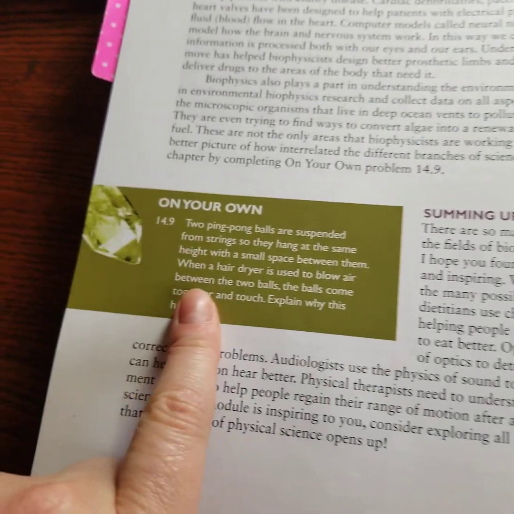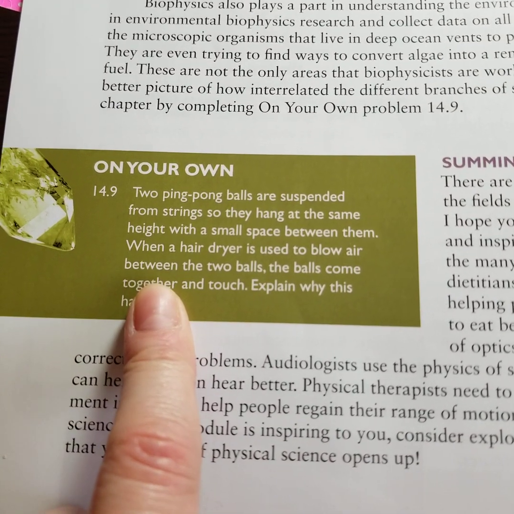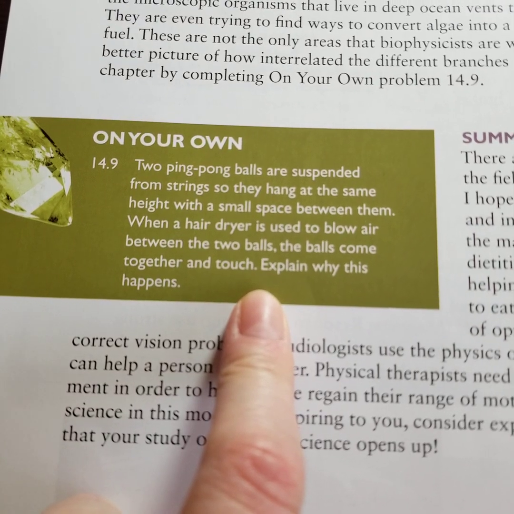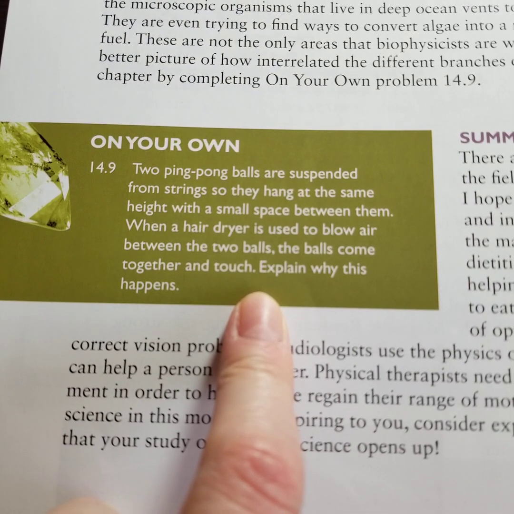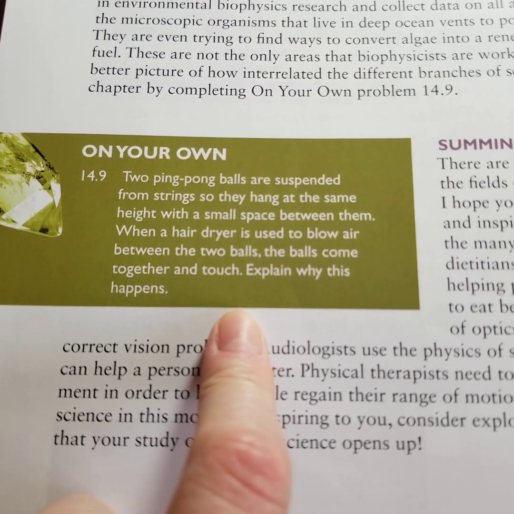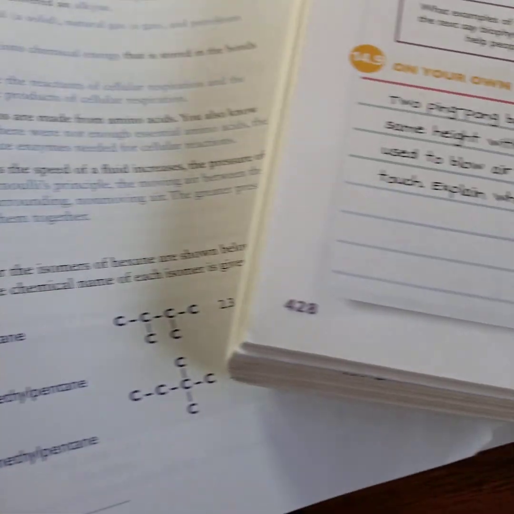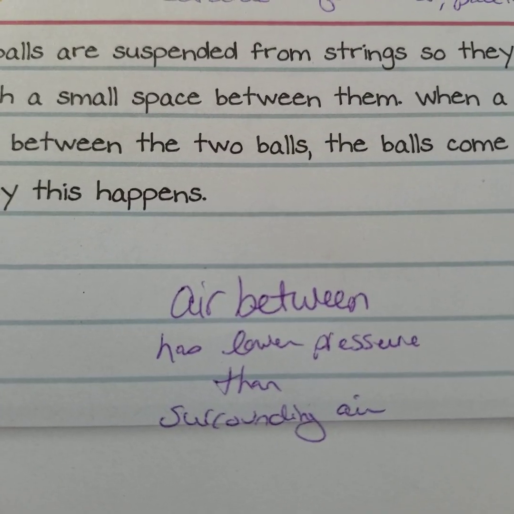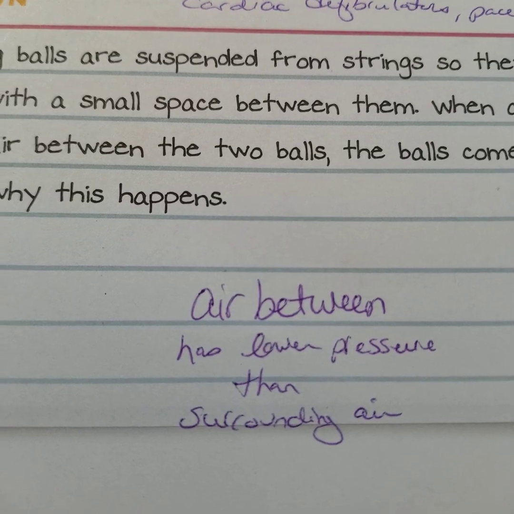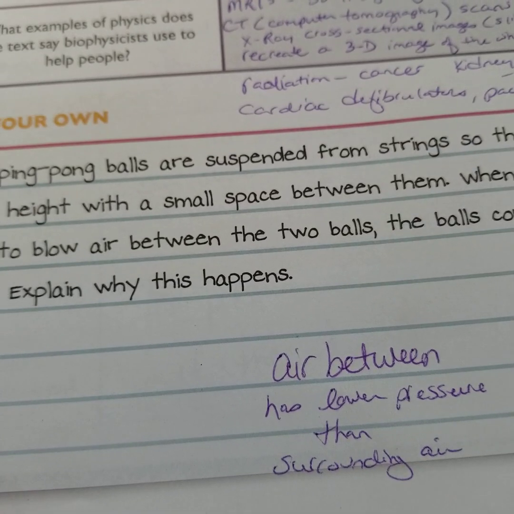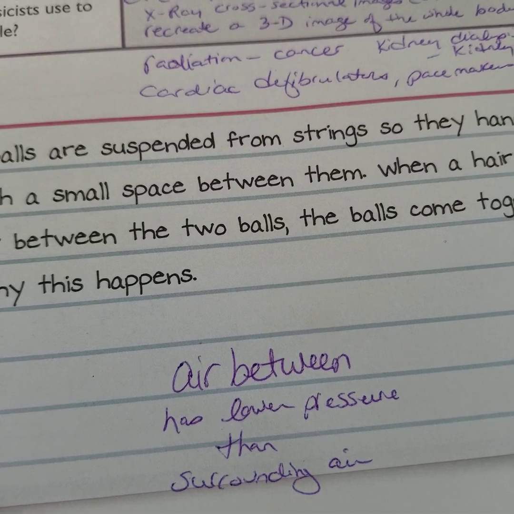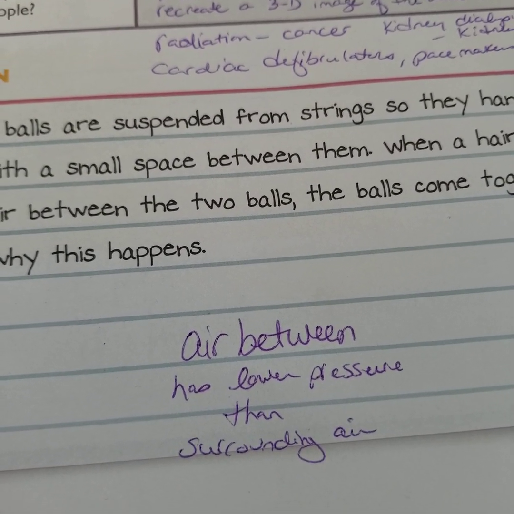So neat. All right, last on your own question. Two ping pong balls are suspended from strings. They hang at the same height with a small space between them. When an air dryer is used to blow air between the two balls, the balls come together and touch. Why does this happen? Well, it's Bernoulli's principle. The air between them has lower pressure than the surrounding air, is what the answer says. I'm going to have to find me some ping pong balls and a blow dryer, because this is blowing my mind.